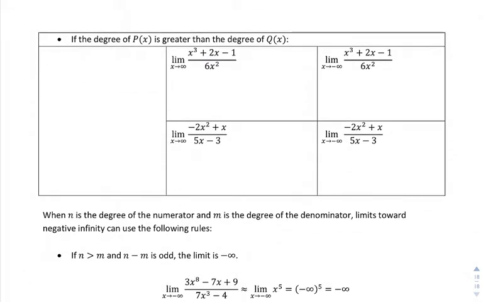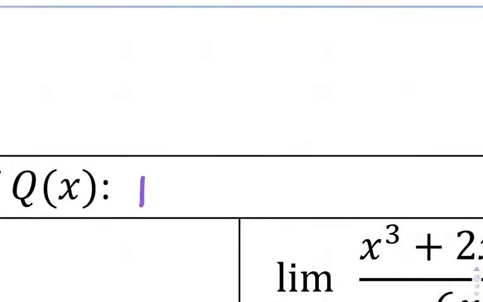Last one is, what if the top degree is bigger? So this one is for top degree is bigger.